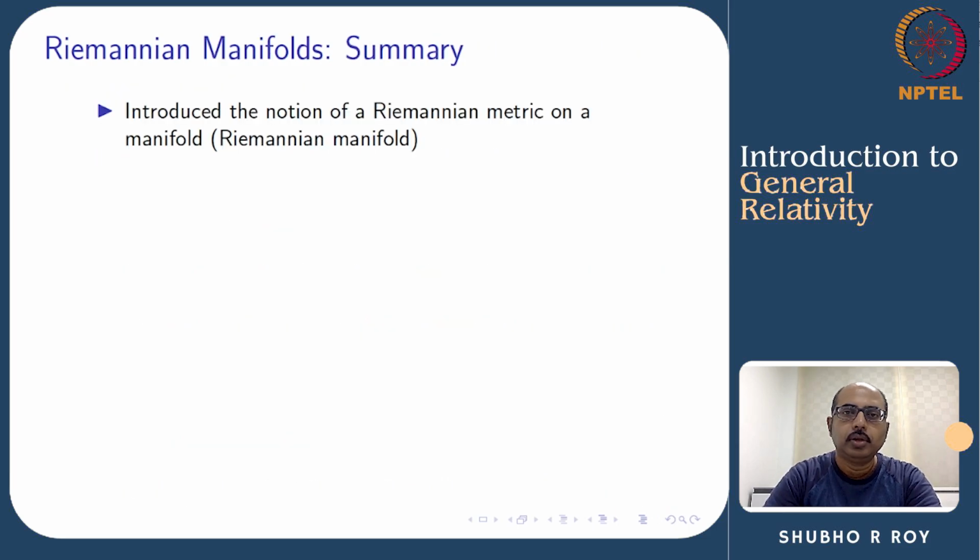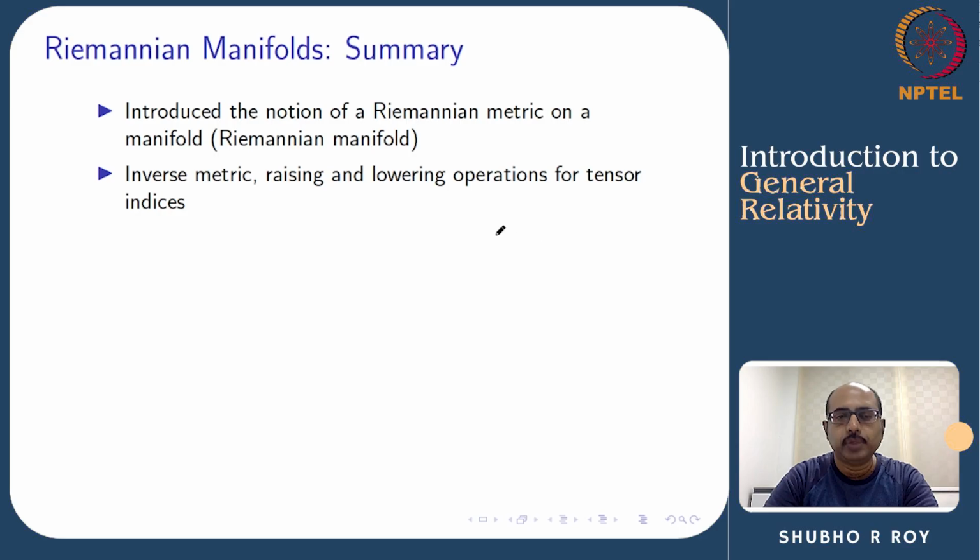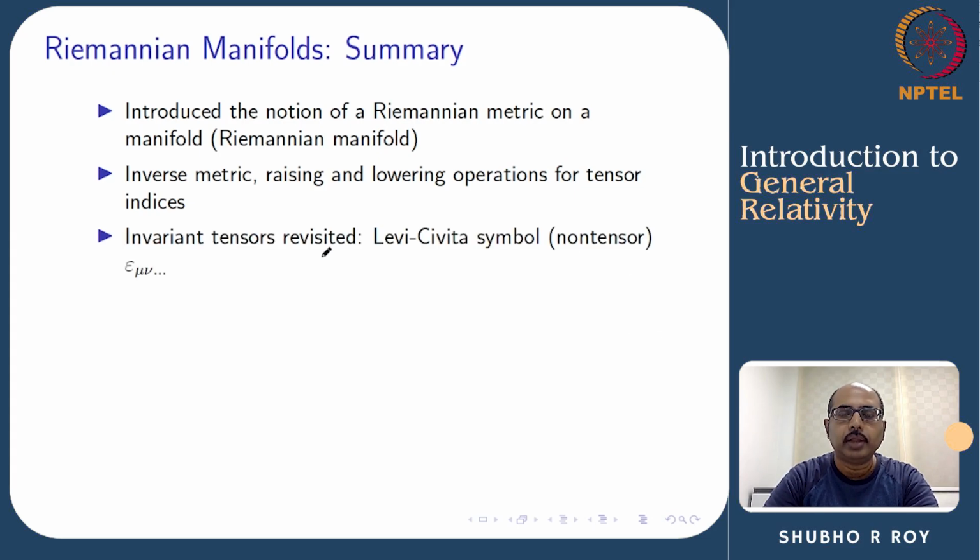All right, so let's look at the summary for today's lecture. First, we introduced the notion of a Riemannian metric and a Riemannian manifold. We then introduced the notion of an inverse metric, and we revisited this raising and lowering operation for tensor indices. We saw it's almost the same as what you had for special relativity, except the Minkowski metric is being replaced by the Riemannian metric. And then we revisited the notion of invariant tensor, and we found that the Levi-Civita seems not to be a tensor. In fact, it is a symbol, which we denote by this curly epsilon.